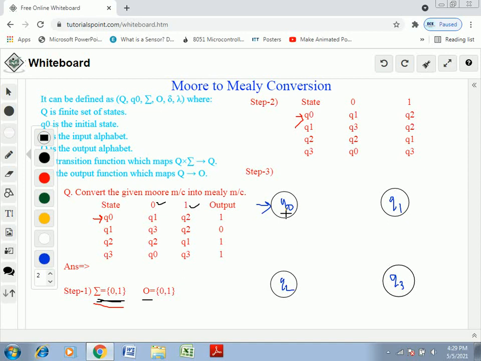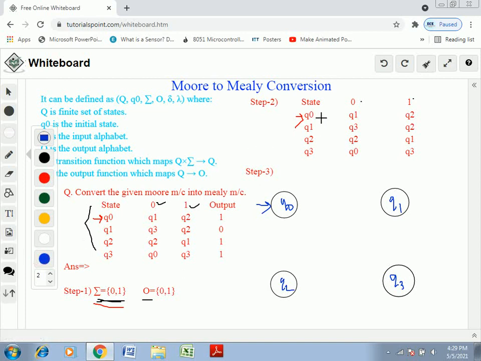In step 2 we have to generate the same table: states, input symbol 0 and input symbol 1. We just rewrite the particular question as it is, but we do not write the output field, because in a Moore machine the output is associated with the states. So we have to write the output here.